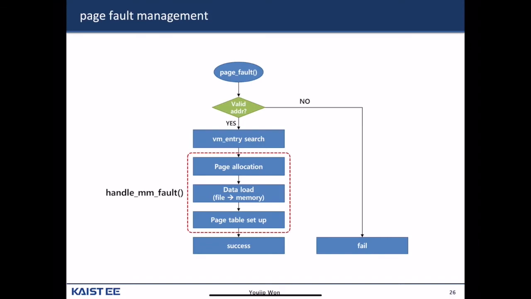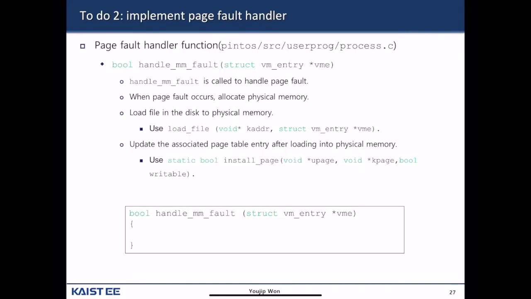If a given address access is valid, then it searches the VM entry, it allocates the page table. It allocates the page frame, and then it reads the data from the disk to memory, and then it updates the page table with the newly allocated page. And we are going to abstract it using the function handle fault. The next thing we have to do is to implement the page fault handler. We name the page fault handler function handle fault. So it is called to handle the page fault.